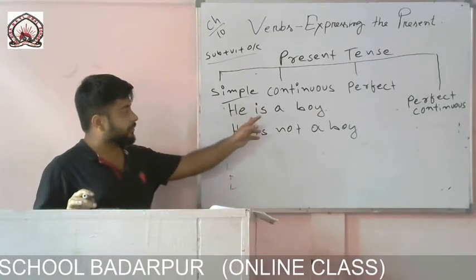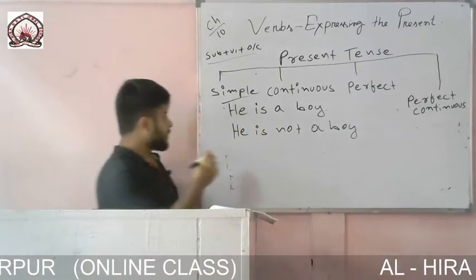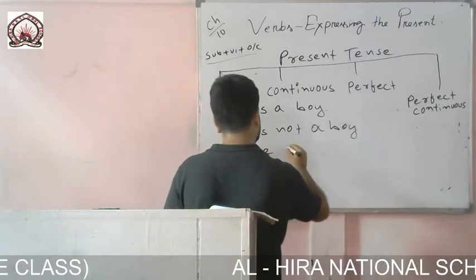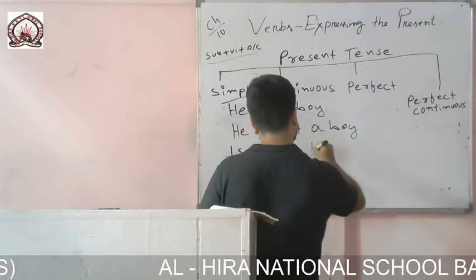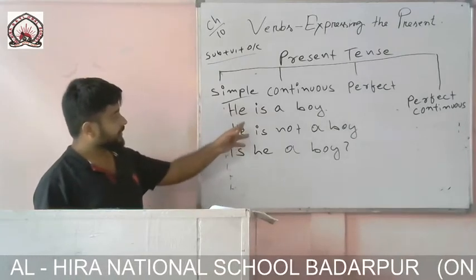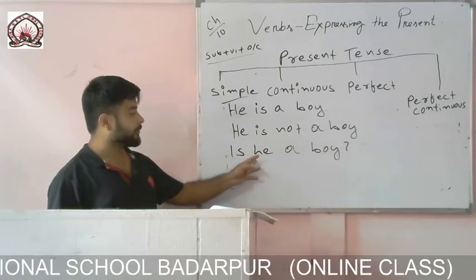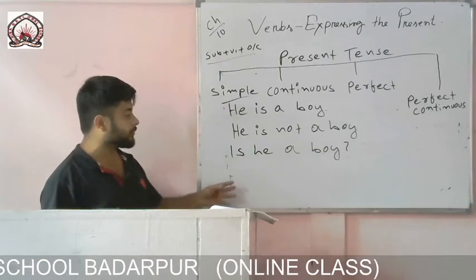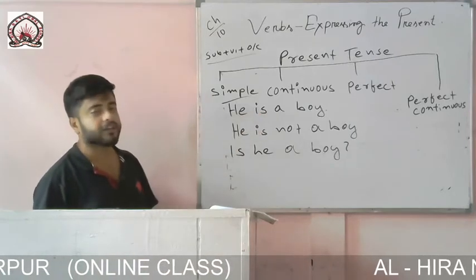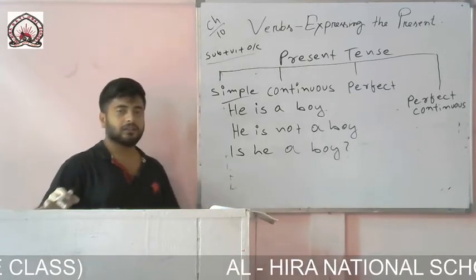Then how to change this affirmative into interrogative? Very easy. We will take this auxiliary verb at the beginning: is he a boy? Remember this, and put a question mark at the end. While transforming it into interrogative, we take the auxiliary verb at the beginning, and then it becomes interrogative. And don't forget to put a question mark at the end.